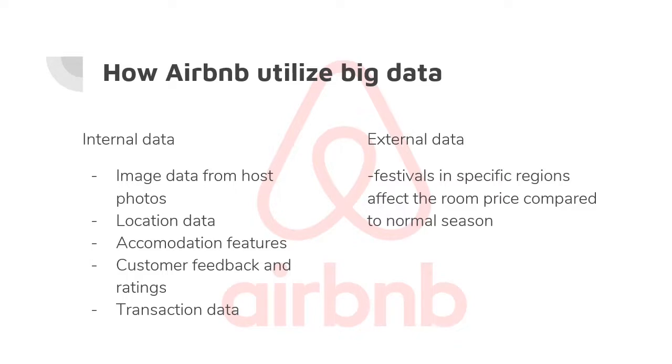Airbnb internal data. For external data, for example, when there are some festivals in specific regions, the room price of these regions usually get higher compared to normal season, and therefore this kind of factor is regarded as external data. Airbnb utilize these two main sources of data to predict the room price and the accommodation. And in the following, we'll discuss how Shangri-La can be benefited by taking the Airbnb as reference.